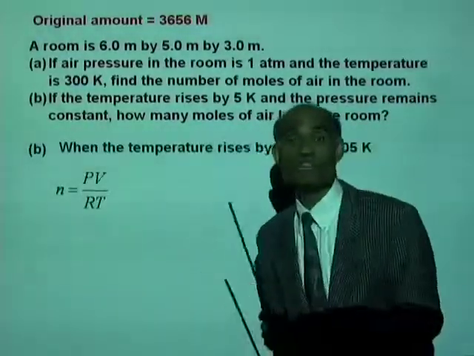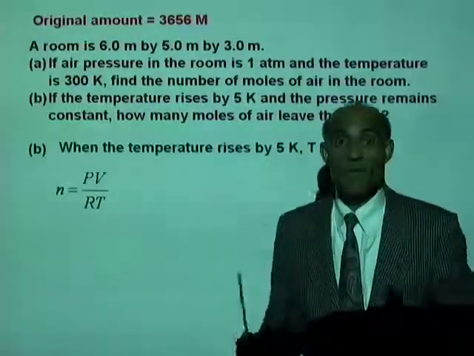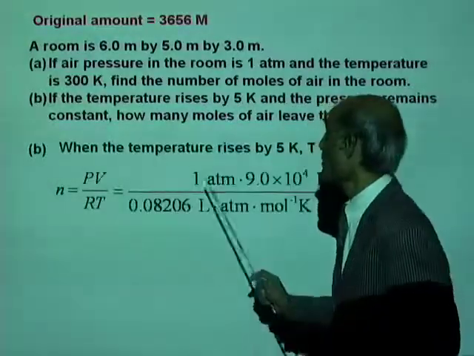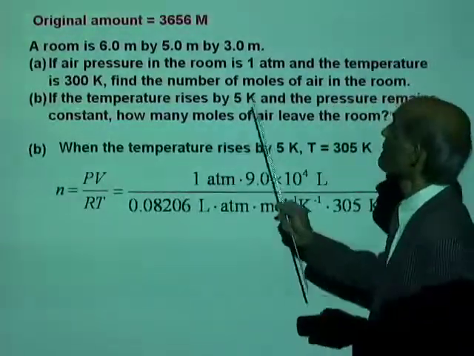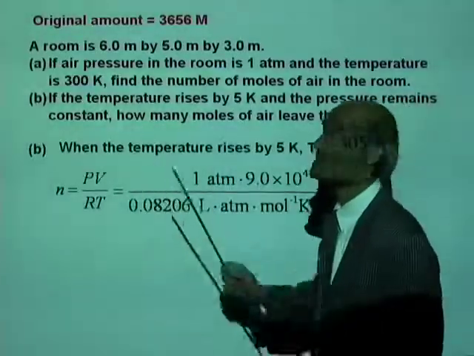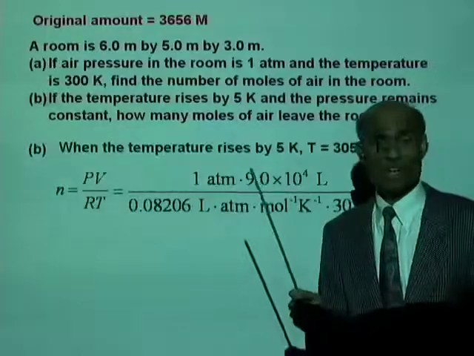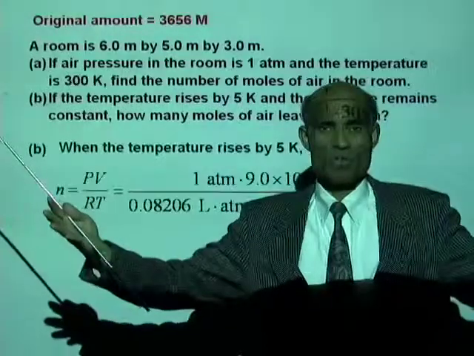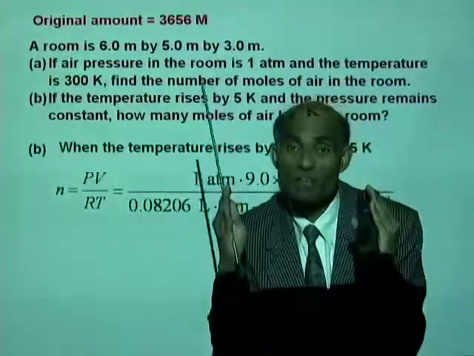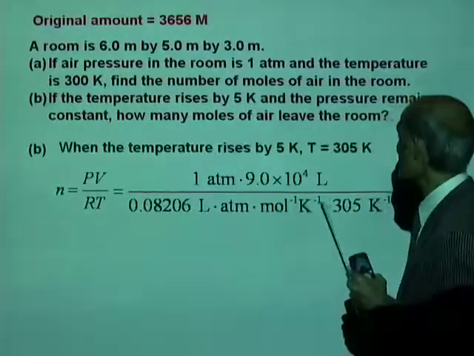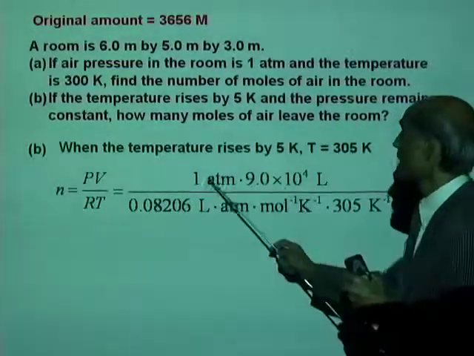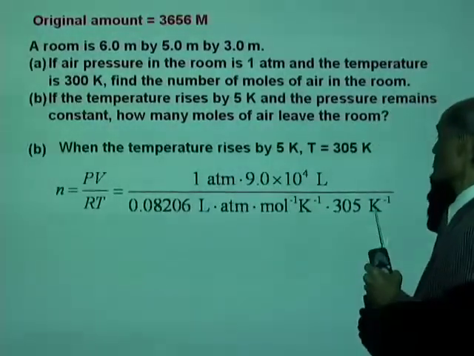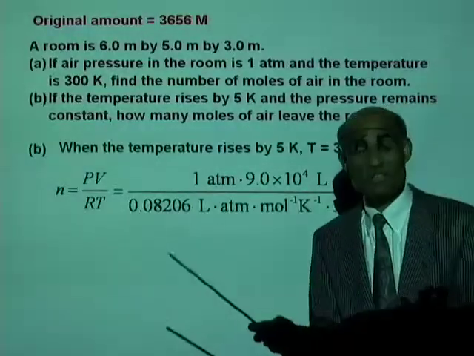So the new number of moles of gas in the room now will be n equals PV over RT. Now pressure remains the same. We are told that the pressure remains a constant and the volume also remains a constant. Is that right? When the temperature increases, will the room change its volume? No. The room is made to a fixed volume. So the volume remains a constant. So that will be pressure multiplied by volume, and this is R, and this is temperature. The only thing that changes is the temperature.